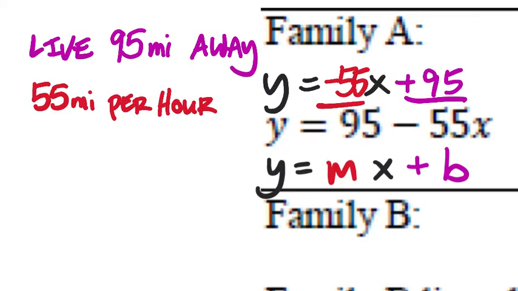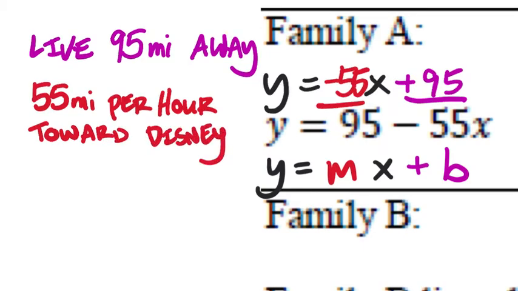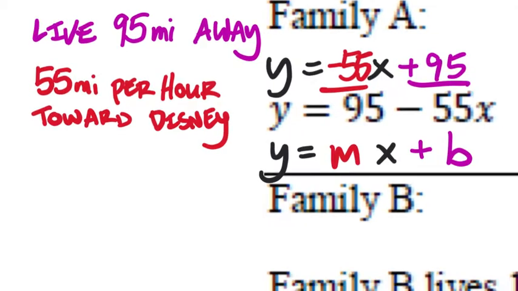Now, what about the negative? The negative just tells us they're driving toward Disneyland. And Disneyland is too long of a word for me, so I'm just going to write Disney. Okay, so now we know for family A, we can see their speed and we can see how far away they live. That's part of the first 4 questions of this exercise, okay? Now, there's other stuff to it, of course, but we'll get there.